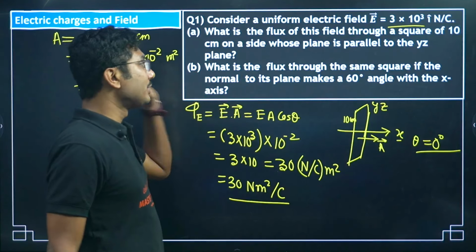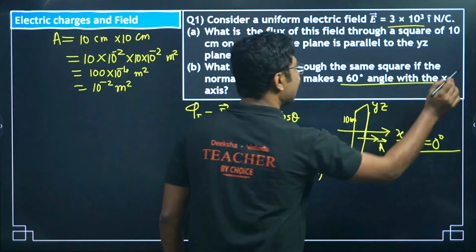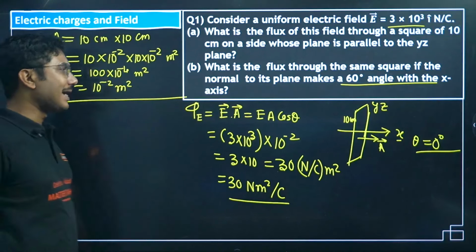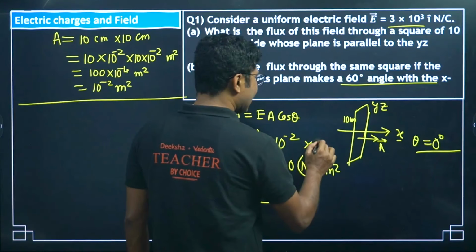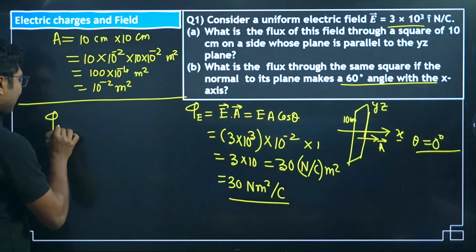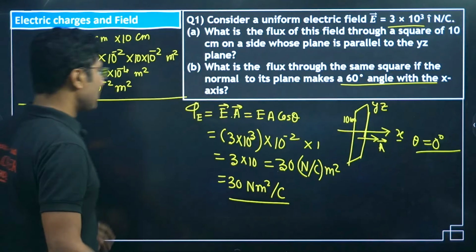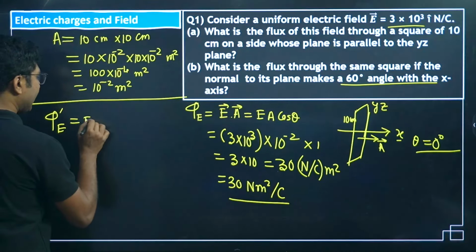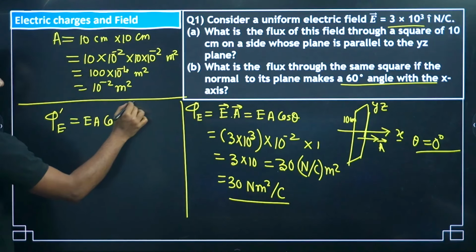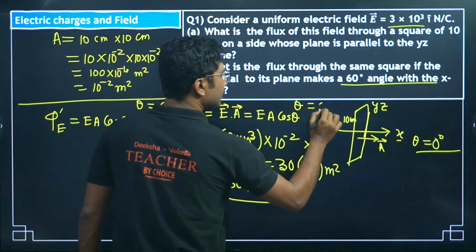What is the flux through the same square if the normal to its plane makes an angle 60 degree with the x-axis? So same question, same problem, only thing that you have to consider is that now cos theta is not 1. In this case cos 0 was 1, so cos theta was 1. Now you have to calculate the same electric flux if theta is not 0 but 60 degree, that's it. So you can use the same formula EA cos theta. Now here we are solving for theta equals 60 degree. Here theta was 0 degree.